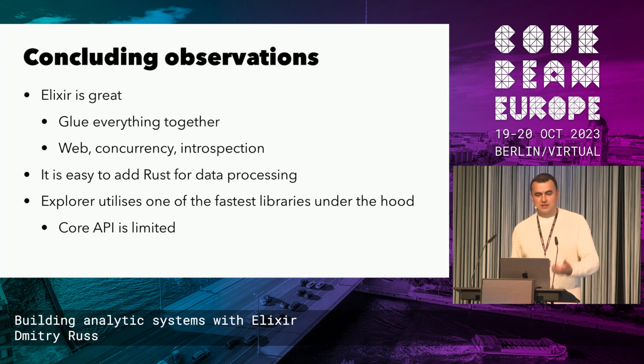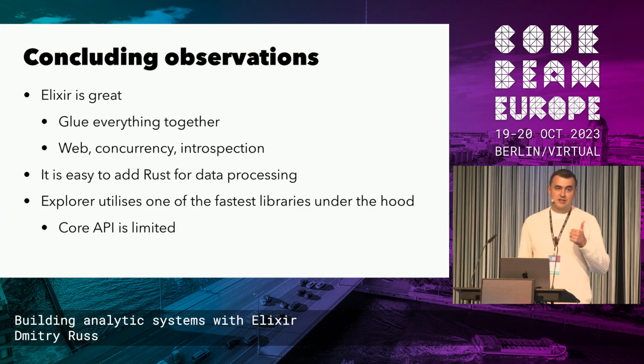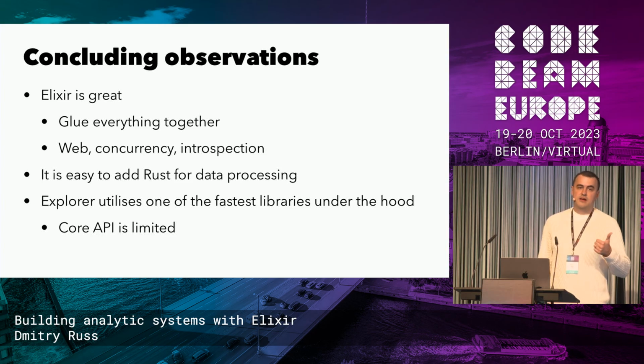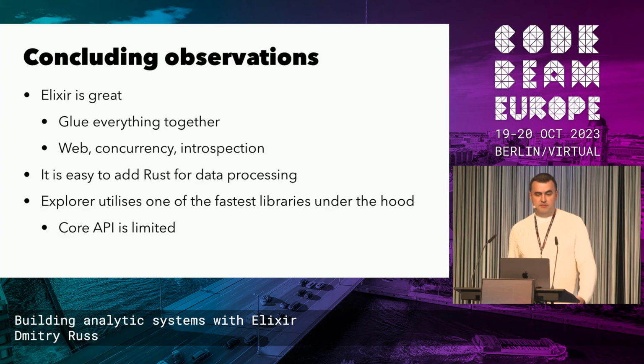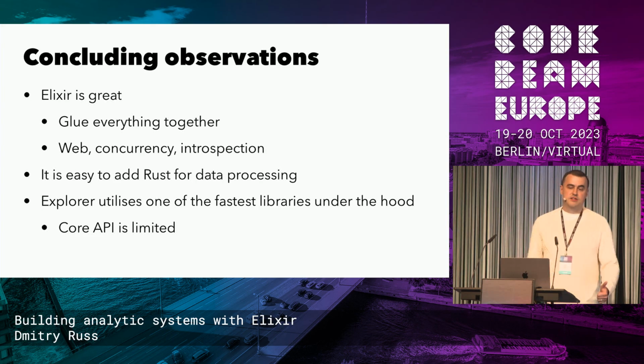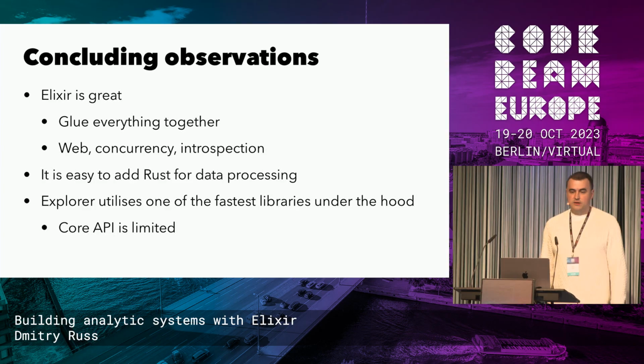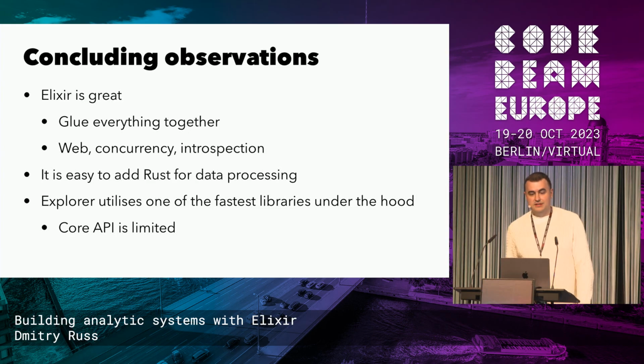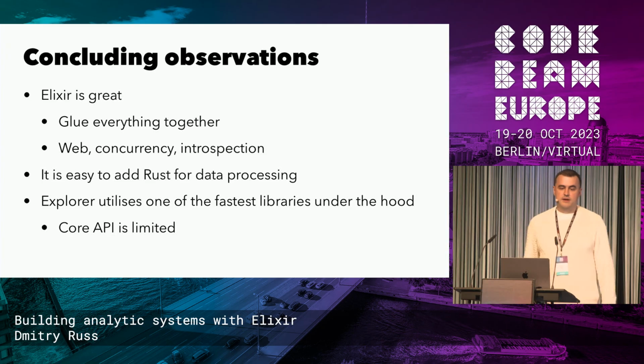It's easy to add Rust for heavy, optimized data processing, especially with dirty NIFs. And Explorer already utilizes one of the fastest libraries under the hood, which is Polars. But the current core API is limited. There are some things, for example, you can't use regexes on data with Explorer, which limits your cleanup.